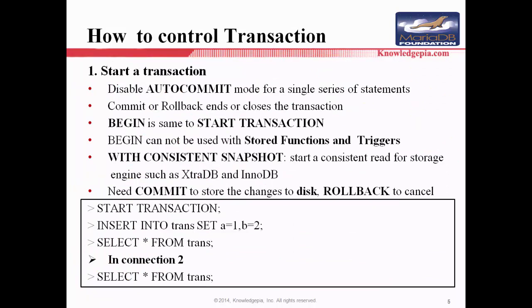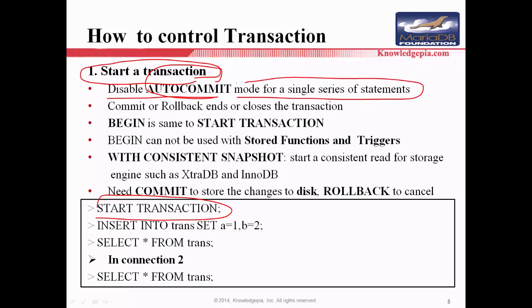How to control a transaction. First, start a transaction. Using start transaction, we can disable autocommit mode for a single series of statements. If we don't use start transaction, MariaDB normally enables autocommit, so even if we never use commit, all the SQL statements will be written to the database tables. Commit or rollback ends or closes the transaction.